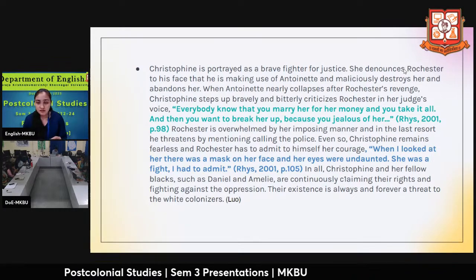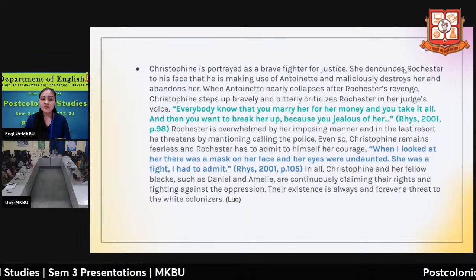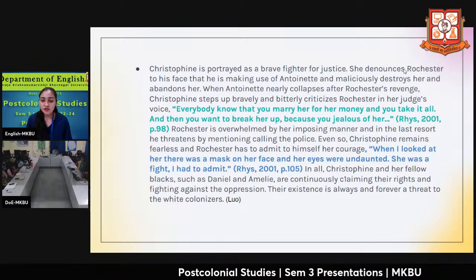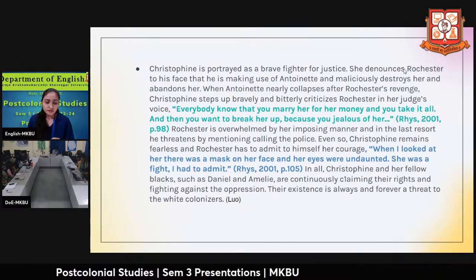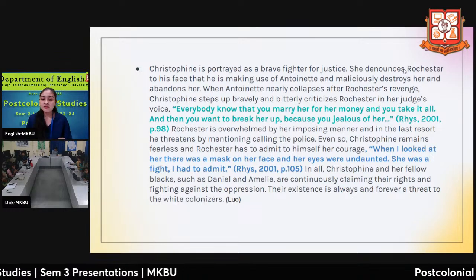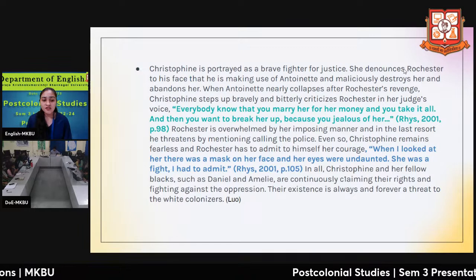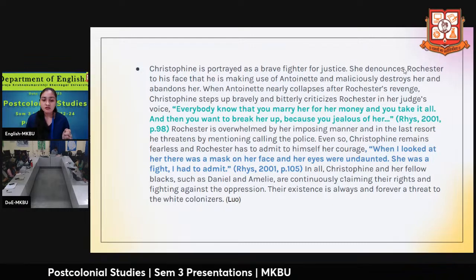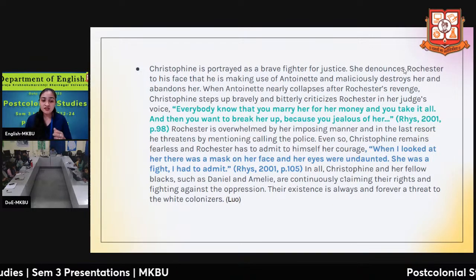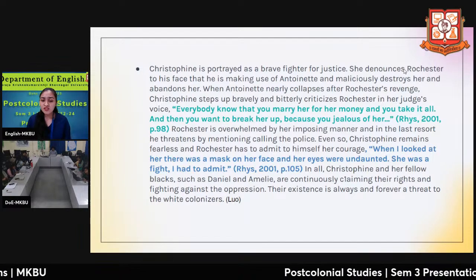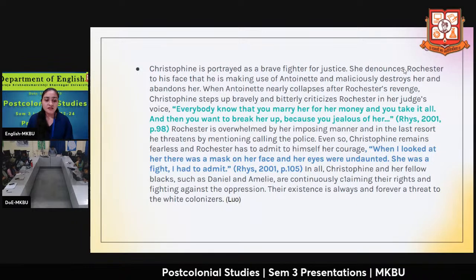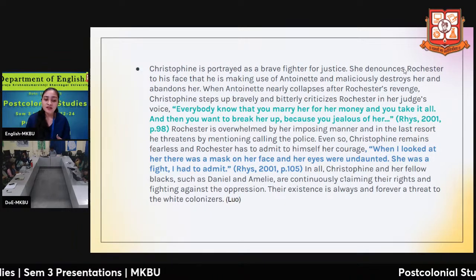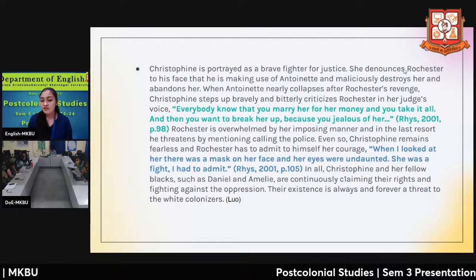She denounces Rochester to his face, saying that he is making use of Antoinette, maliciously destroys her and abandons her when Antoinette nearly collapses after Rochester's revenge. Christophine steps up bravely and bitterly criticizes Rochester in a judge's voice. Here I mention some dialogues. Rochester is overwhelmed by her imposing manner, and as a last resort he threatens to call the police. Even so, Christophine remains fearless, and Rochester has to admit her courage to himself.